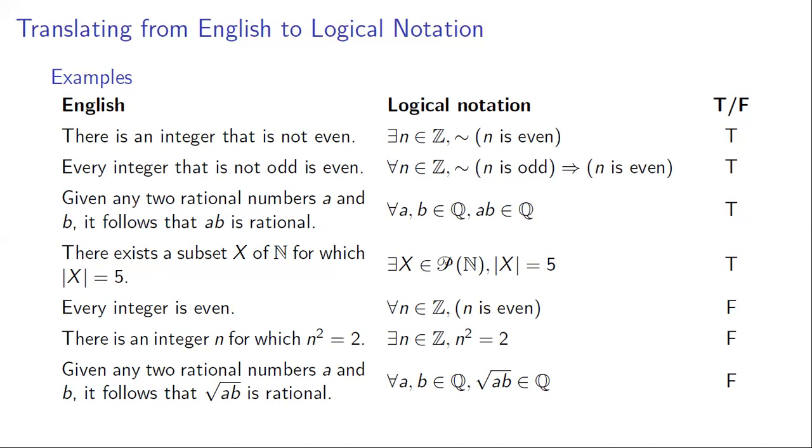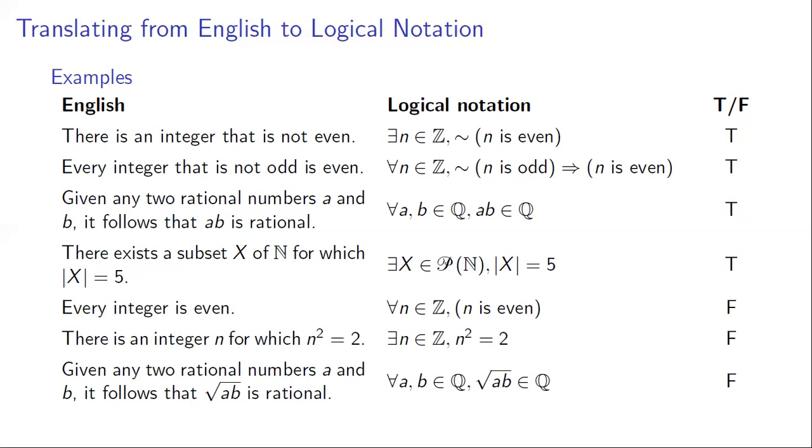The square root of a times b is the square root of 1 times 2, which is the square root of 2, which you probably know is not rational. Now, how do you know that it's not rational? Well, we'll see that in about 2 weeks. But anyways, you may have heard that it's not rational.